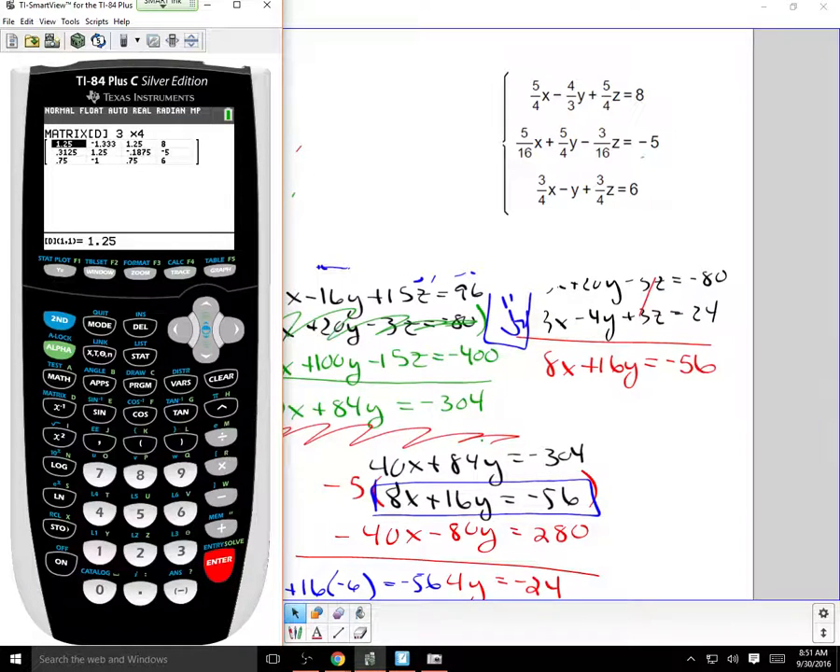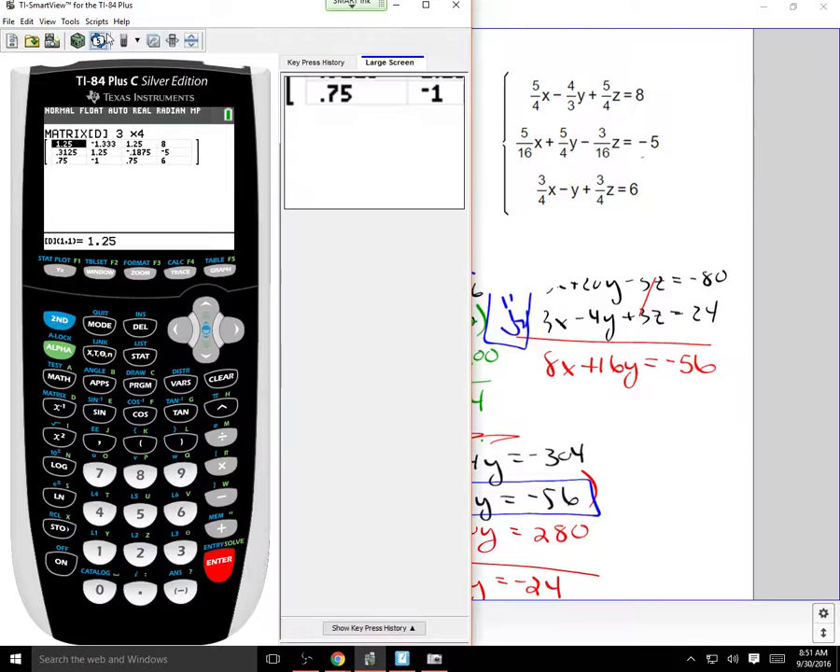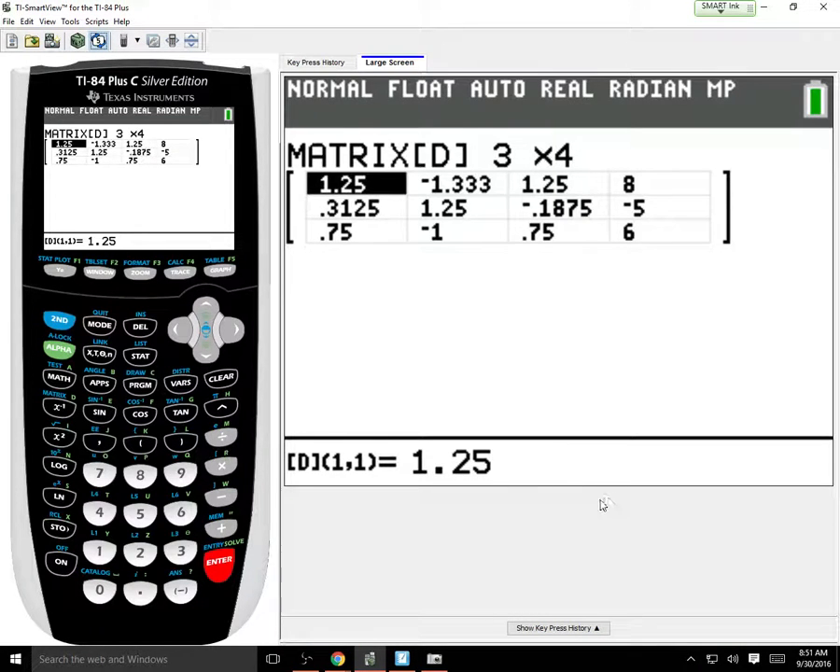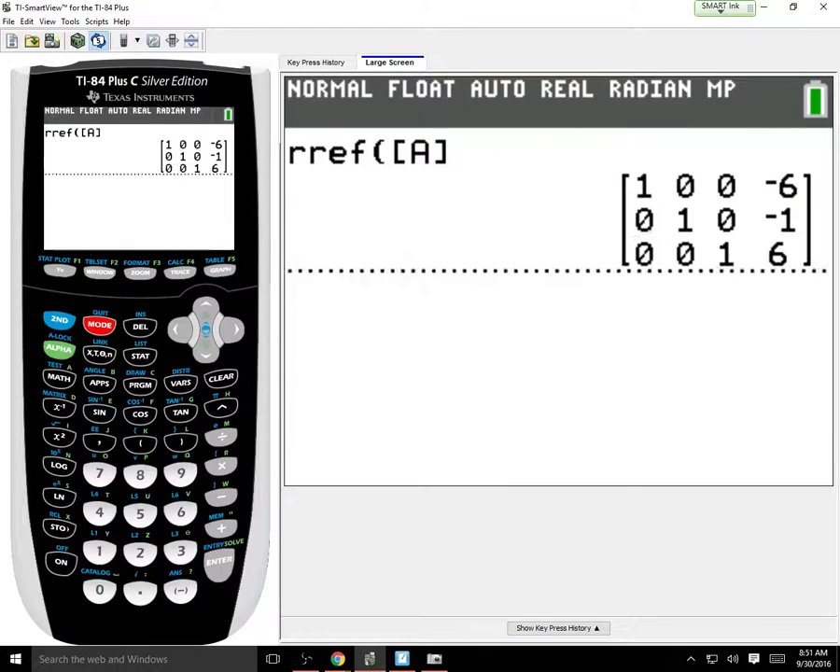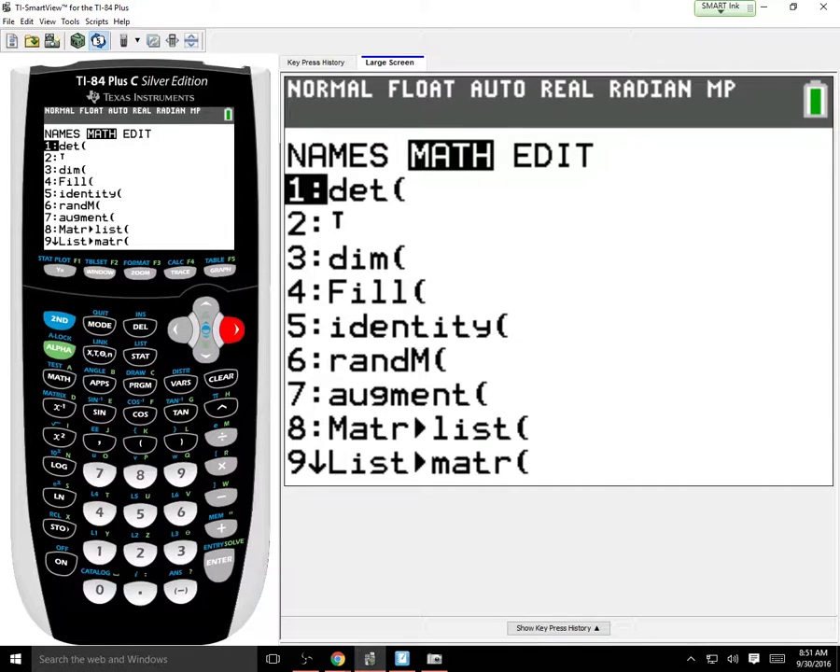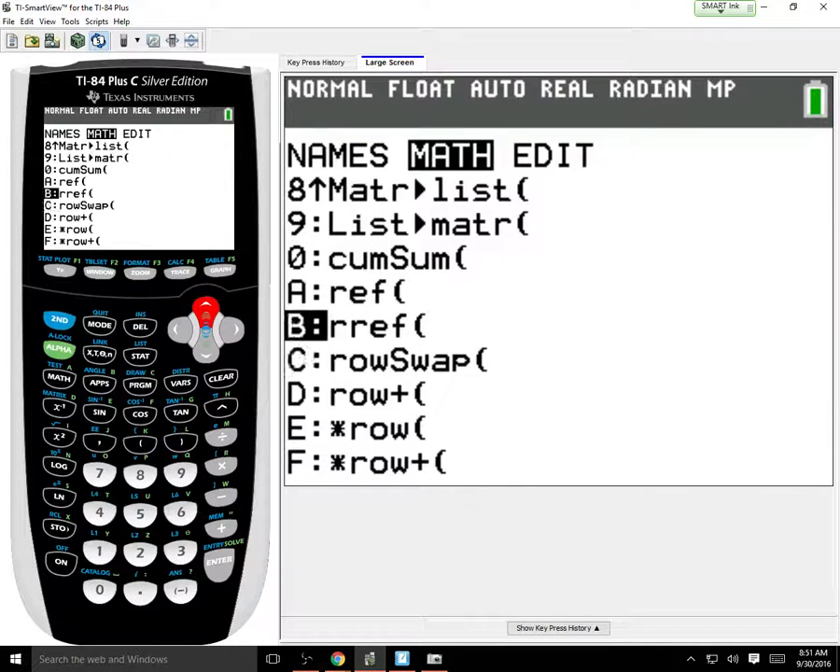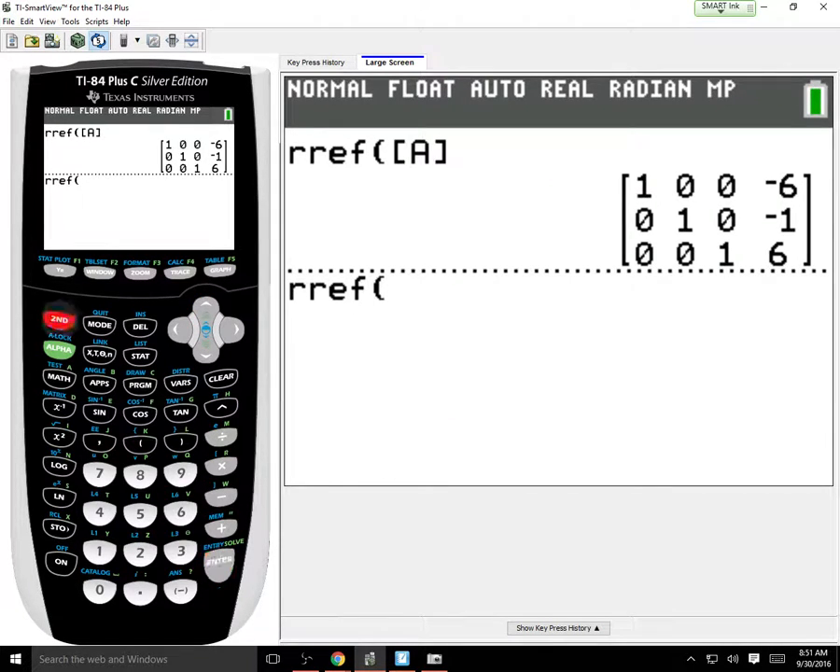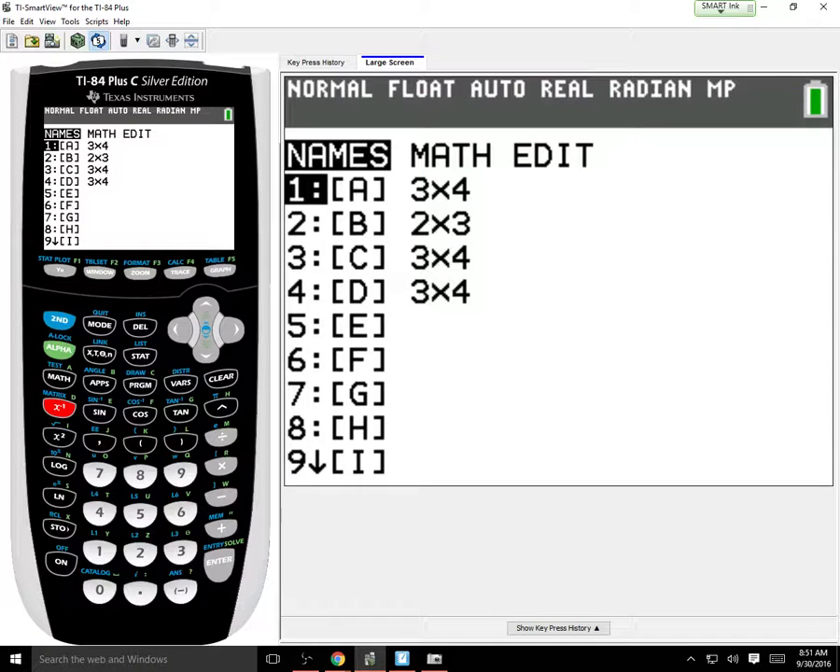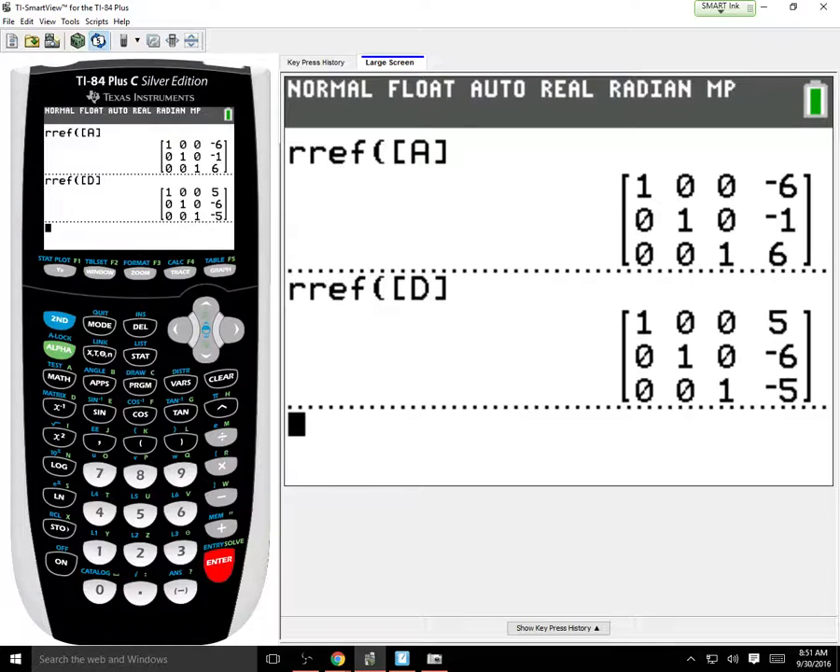Let me bring the screen back up. Okay, so there's my matrix. It's matrix D. Go back to the home screen. You're going to go to matrix, math, RREF. And I want to do RREF on matrix D, which is option 4. I'm just going to push 4 and enter. And there it is. 5, negative 6, negative 5.